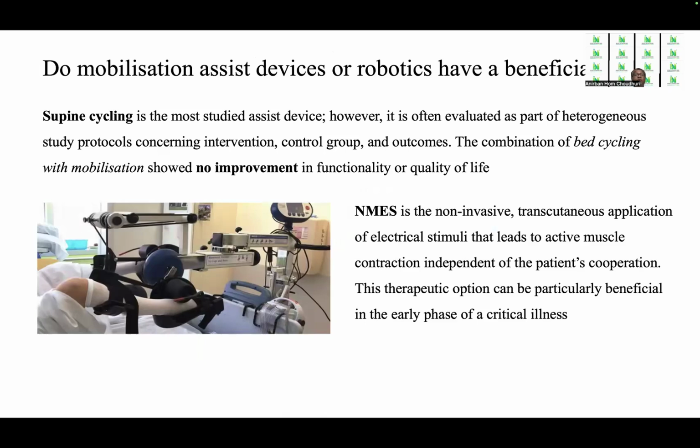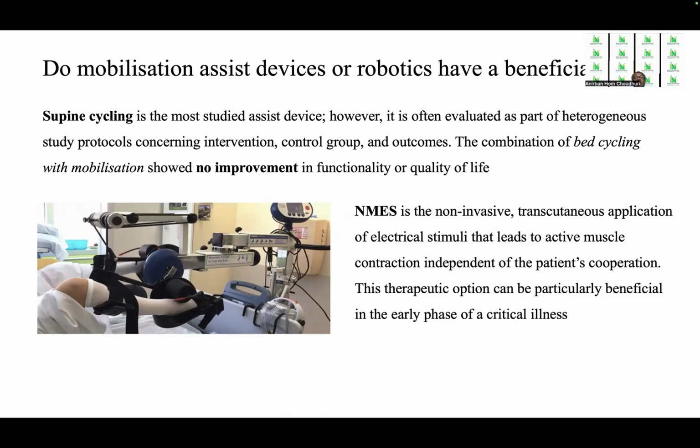Next question is, do mobilization assist devices or robotics have a beneficial role? Now, supine cycling is the most studied assist device. However, it is often evaluated as part of heterogeneous study protocols concerning intervention, control group, and outcomes. So the combination of bed cycling with mobilization showed no improvement in functionality or quality of life.